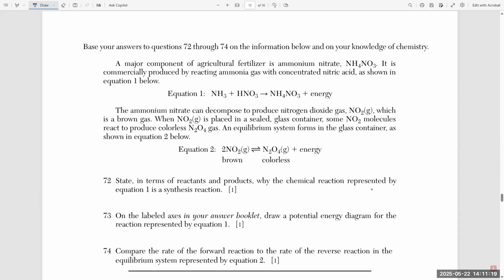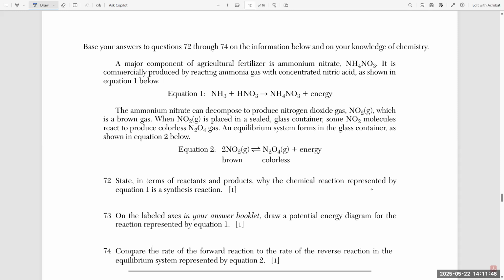The ammonium nitrate can decompose to produce nitrogen dioxide gas, which is a brown gas. When NO2 is placed in a sealed glass container, some NO2 molecules react to produce colorless N2O4 gas. An equilibrium system forms in the glass container as shown in equation 2 below, and you see the equation, right? Now, be careful. Remember, not all of these questions have to do with what you just read. So don't get psyched out. So let's go to question number 2.